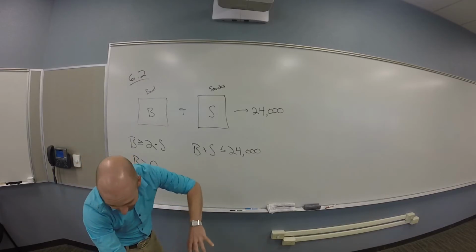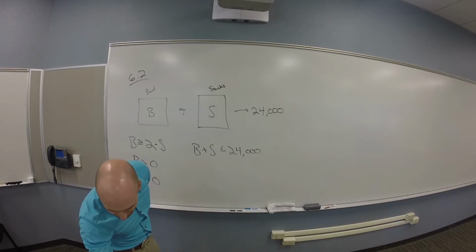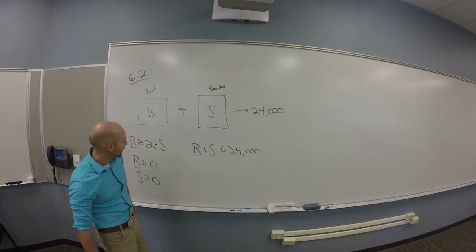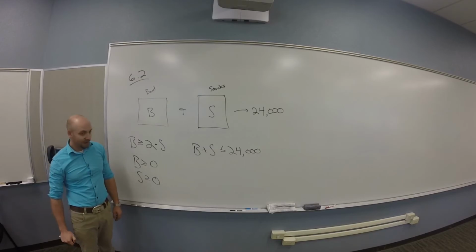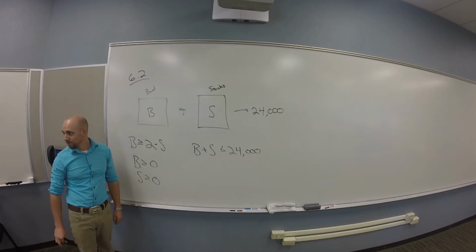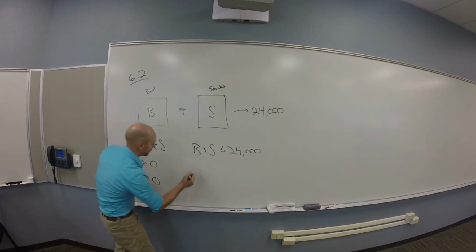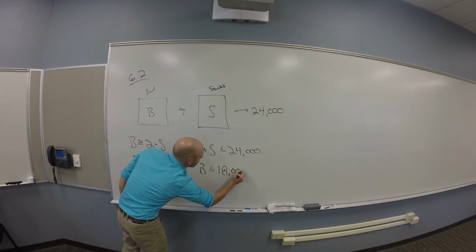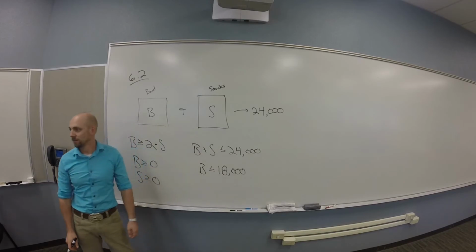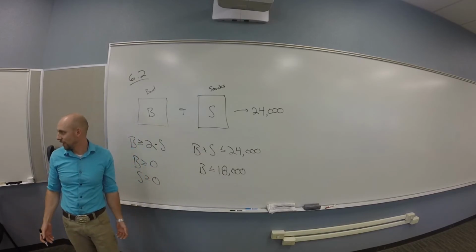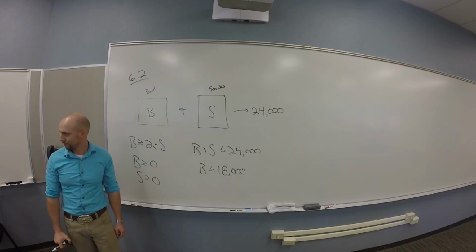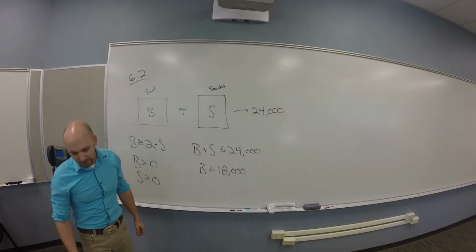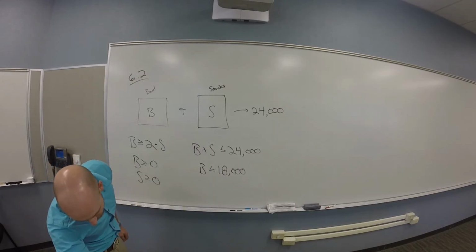But the money invested in bonds must not be greater than $18,000. So what does that read? B is less than or equal to 18,000. Bonds is smaller than 18,000. Why? I don't know, because he decided that.